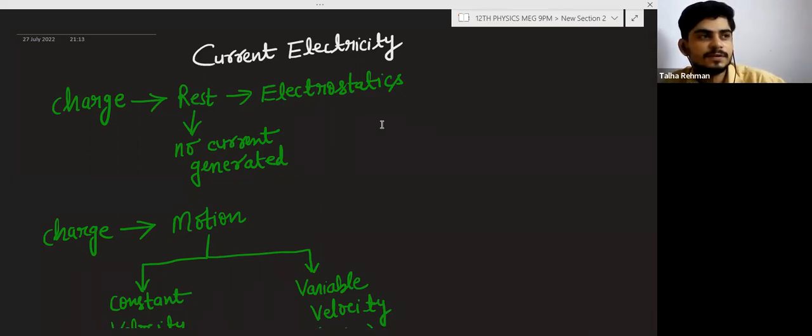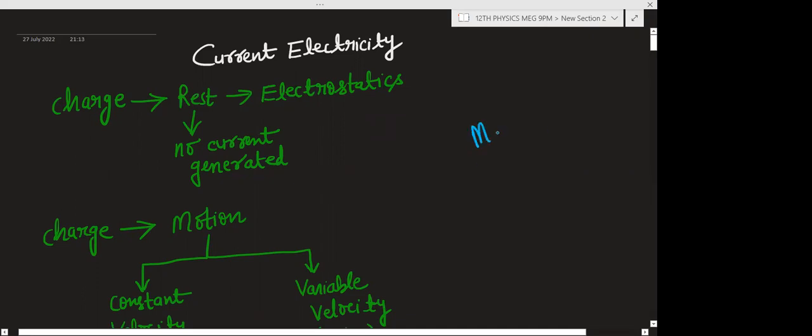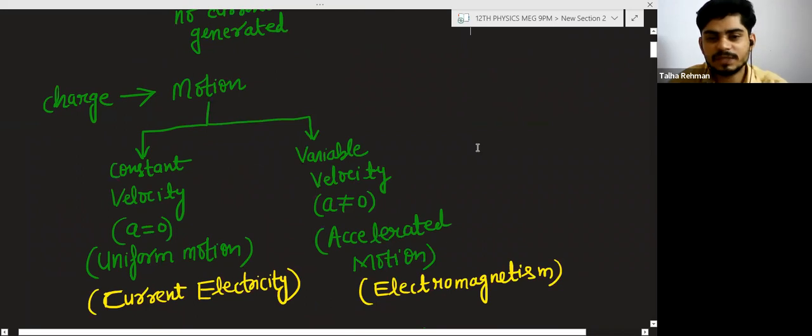In electrostatics, there was integration, there was Gauss's law, and there you have to integrate things, and things are a little bit complex. There was great use of mathematics, more use of mathematics. But in this chapter, this is comparatively easy.